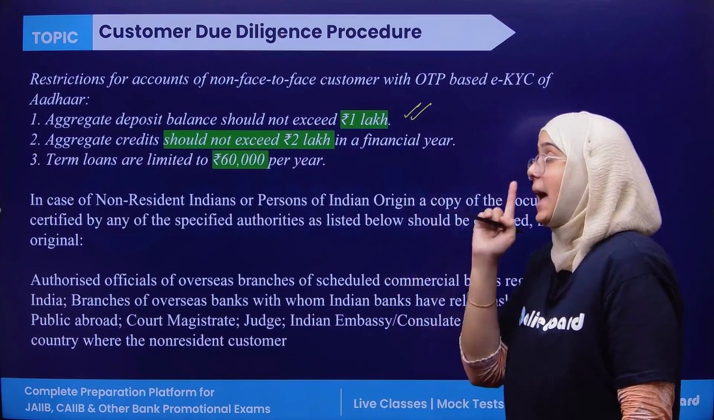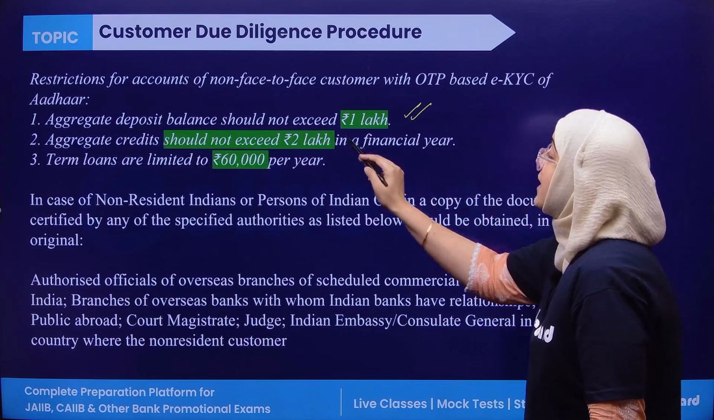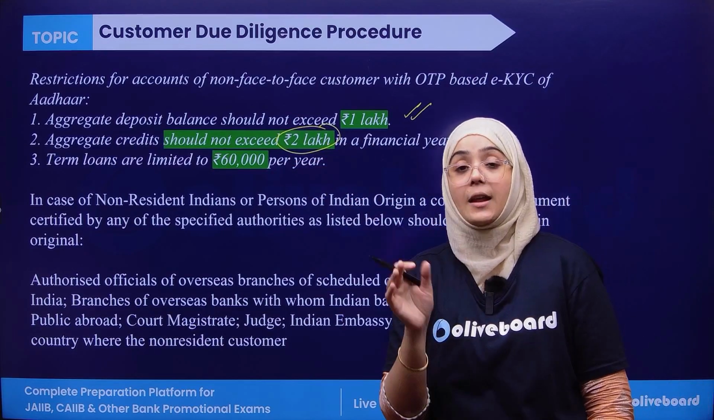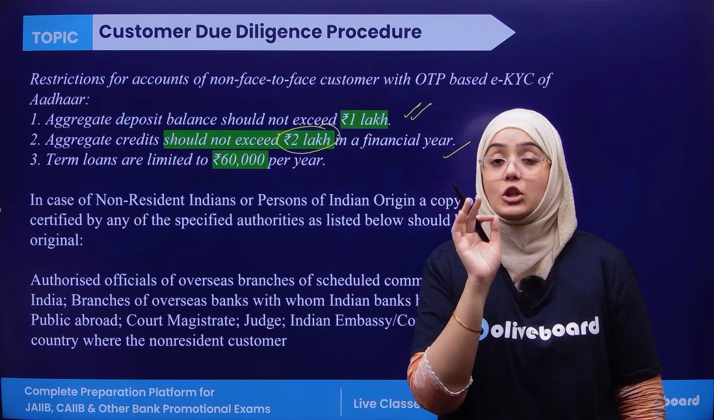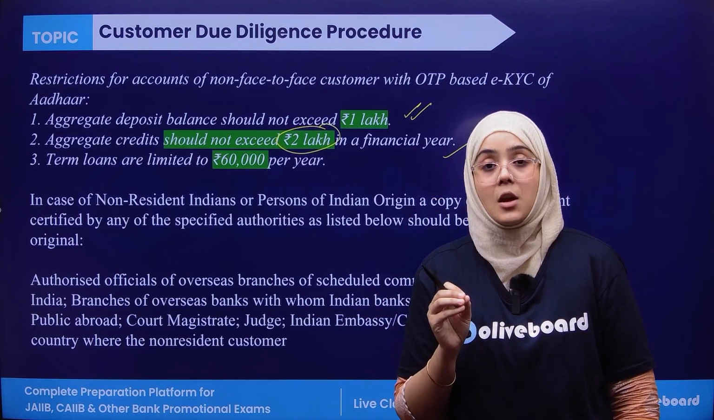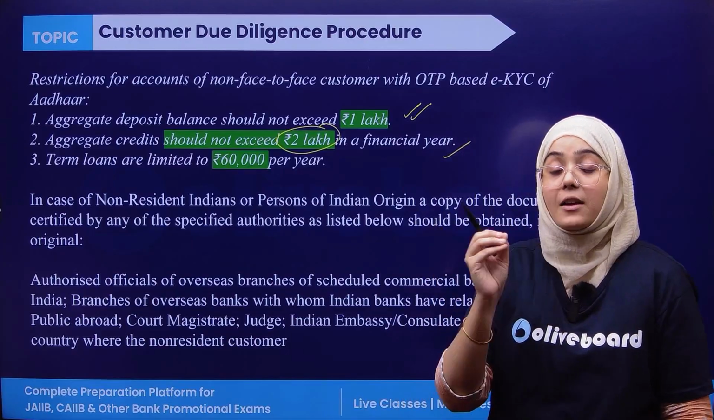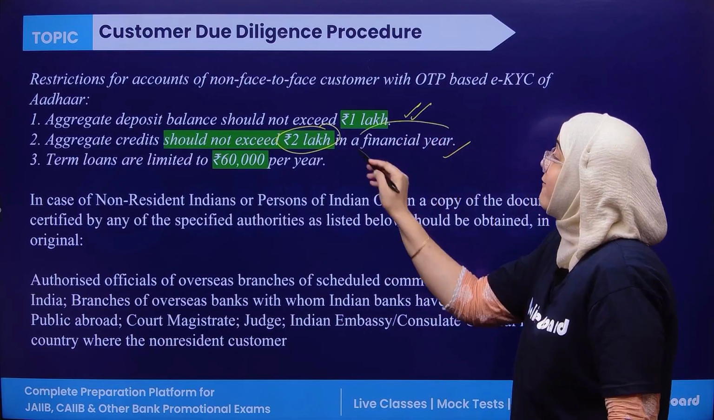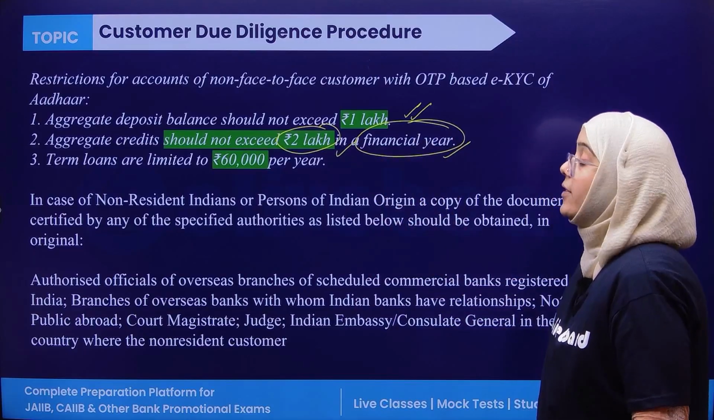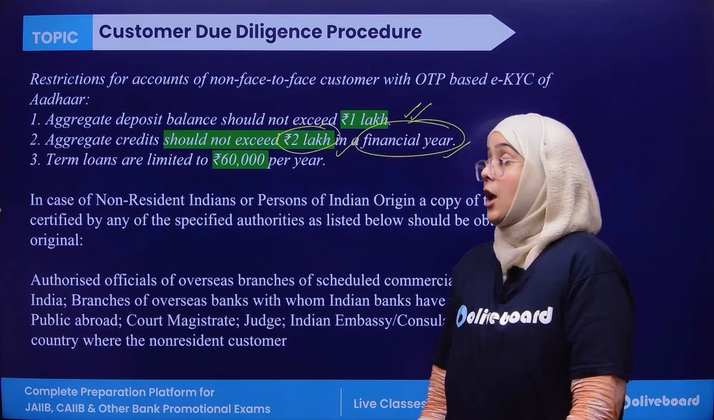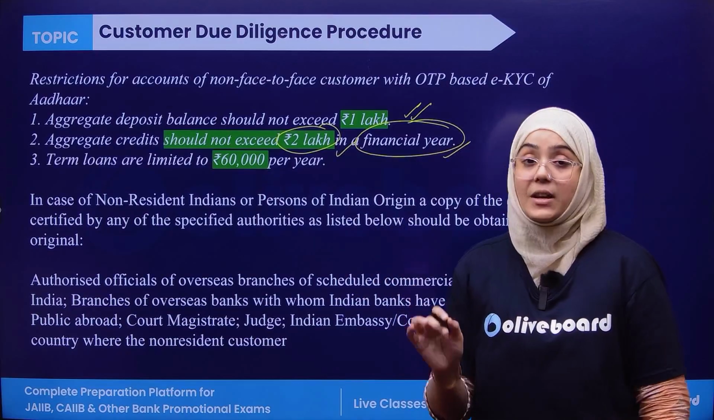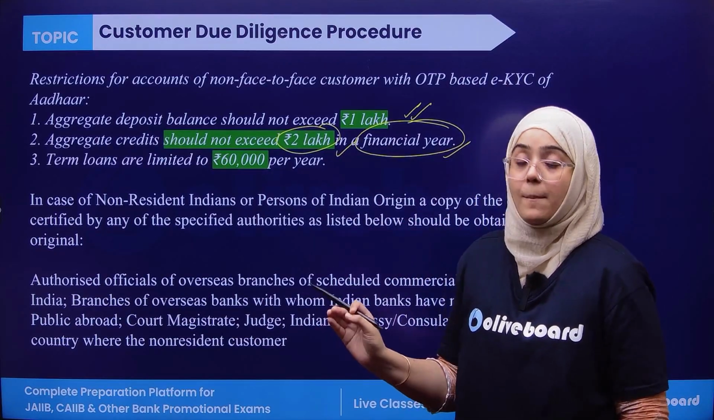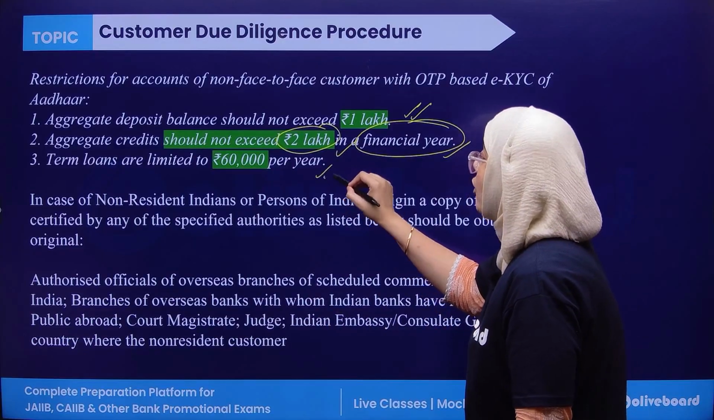Second, your aggregate credit should not exceed 2 lakh in a financial year. Means you cannot submit any amount more than 2 lakh in a financial year. Means the total amount of credit, the aggregate credit which you can deposit in your account in a financial year is 2 lakh. And the third is term loan. You actually have a limited access to term loan of rupees 60,000 per year.